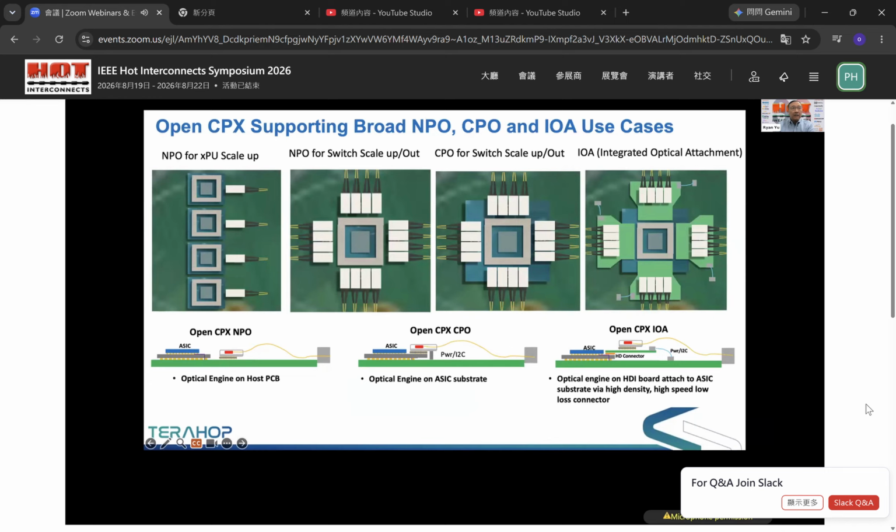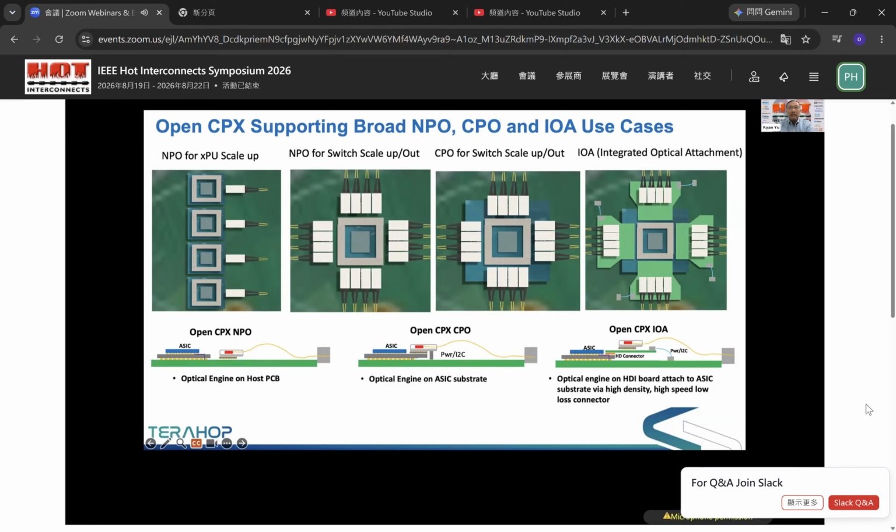From the left side, you can see you can deploy NPO for XPU scale-up, meaning ASIC. You can place this engine right next to your ASIC. It can be sitting on a PCB very close to the ASIC. Then, migrating over, you can go to a very high-density switching environment. You can place them either on the PCB itself, or you can place them onto the substrate if, for example, the ASIC substrate is willing to be opened up. Then this socketed approach can directly address a CPO deployment scenario.